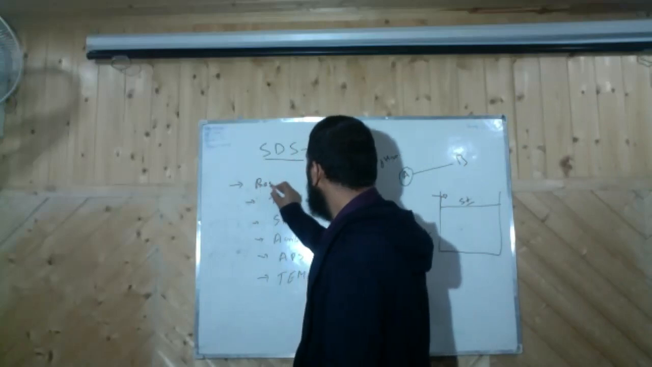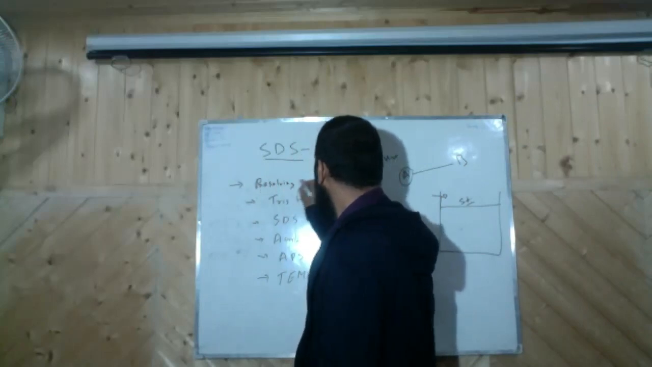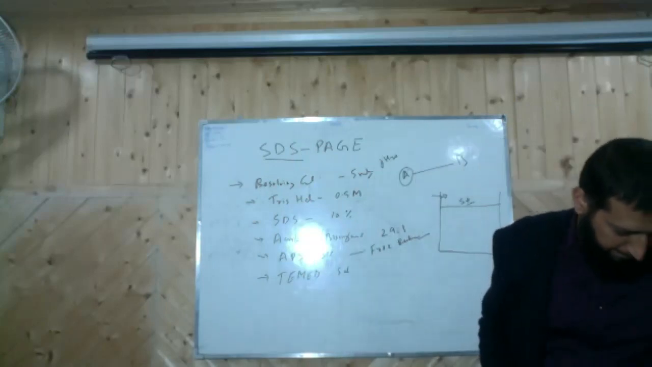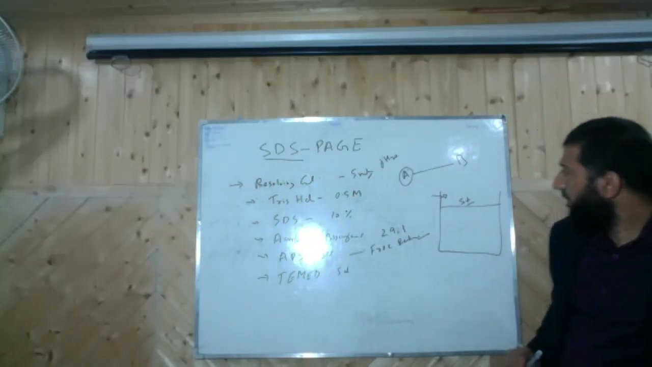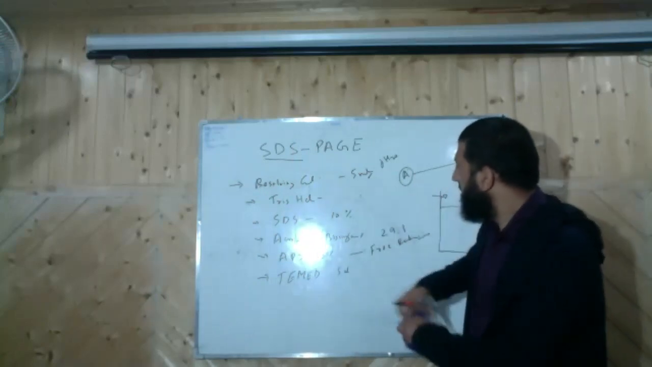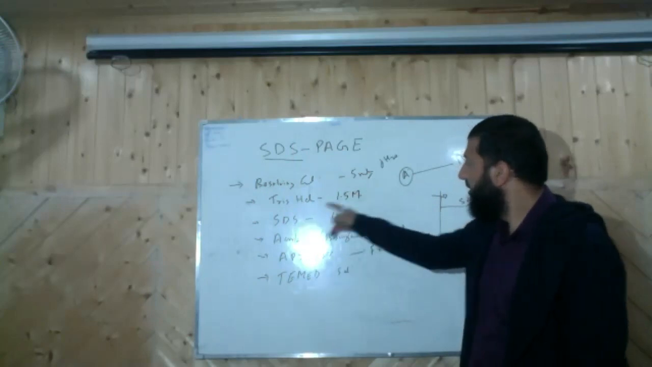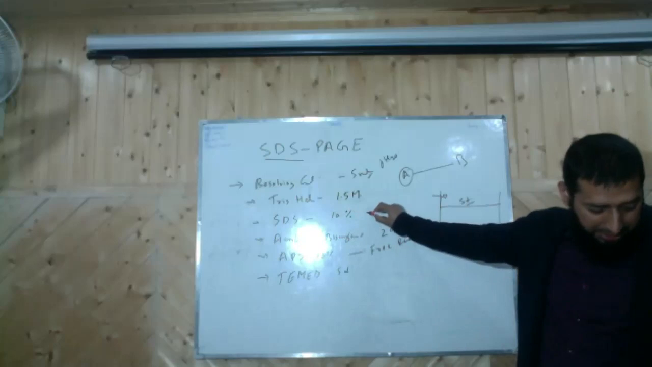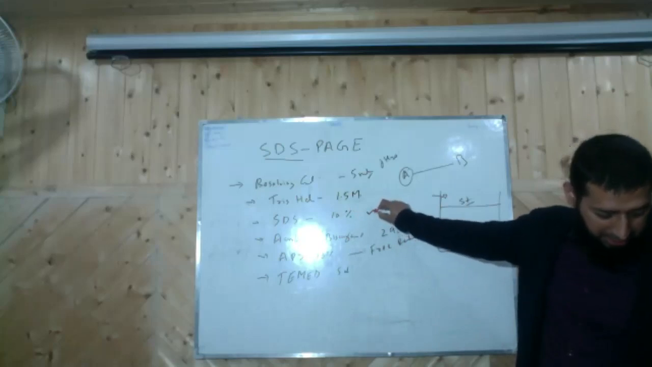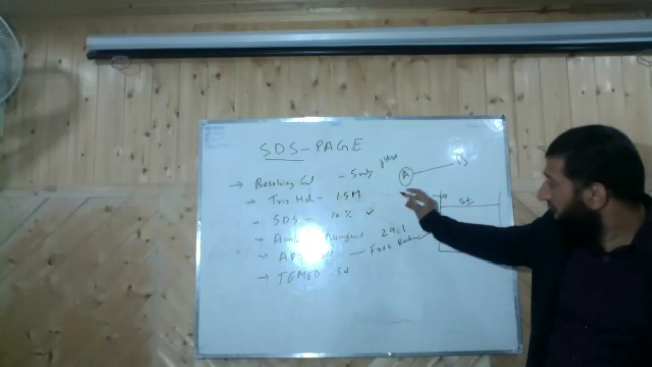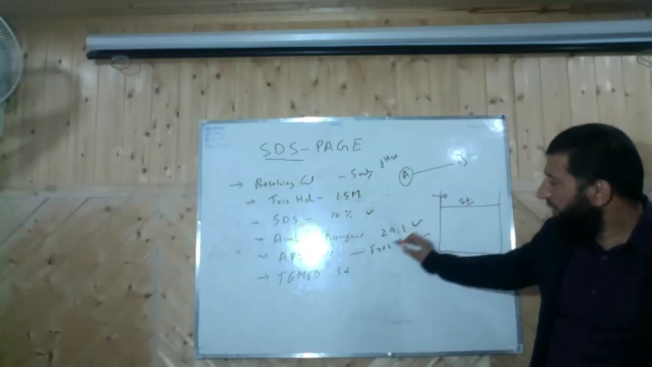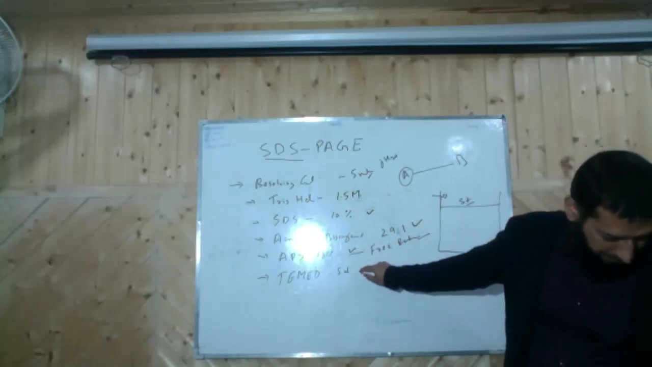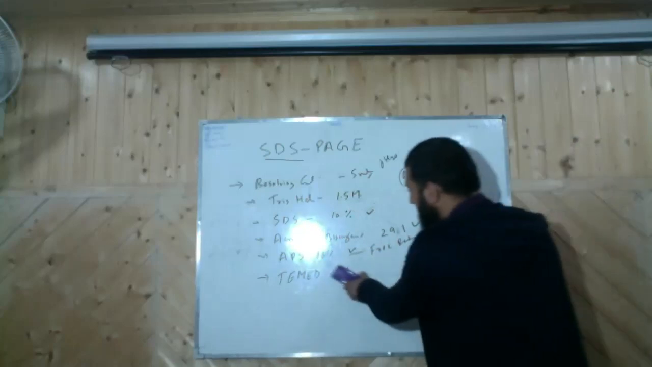So now in case of resolving gel or separating gel, you require 1.5 molar Tris-HCl, okay? You require 10% SDS, okay? You require acrylamide bis-acrylamide 29:1, you require 10% APS, and you require TEMED. Here, TEMED, you require 10 microliters.